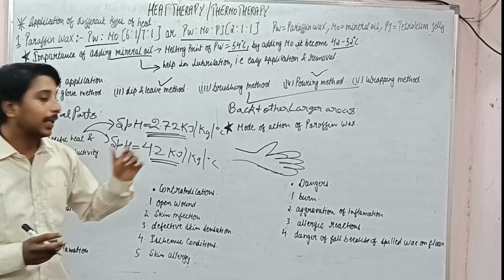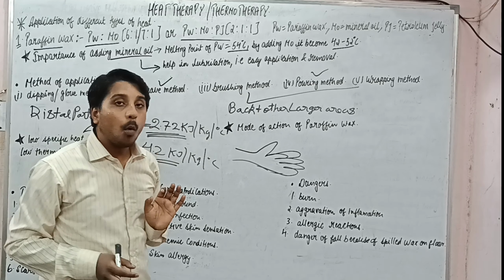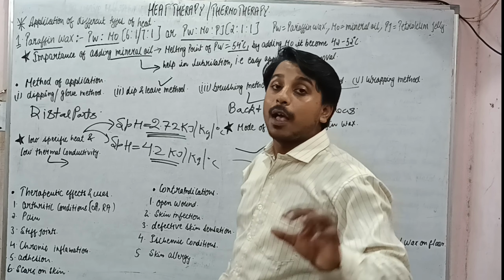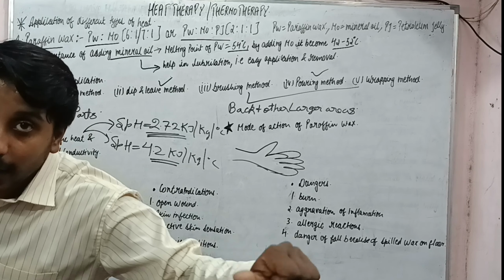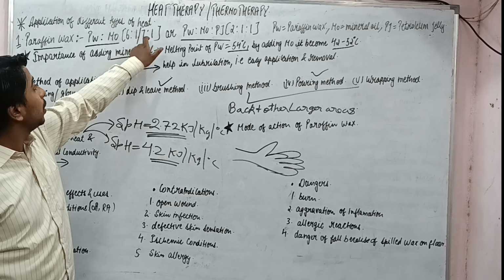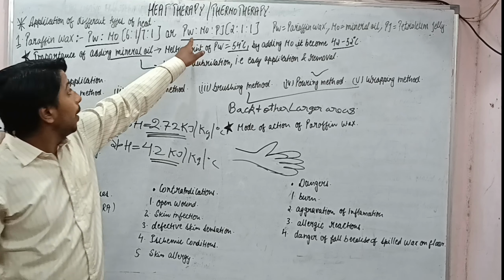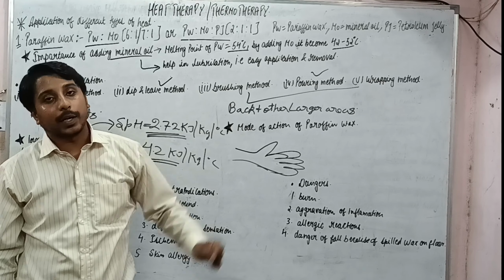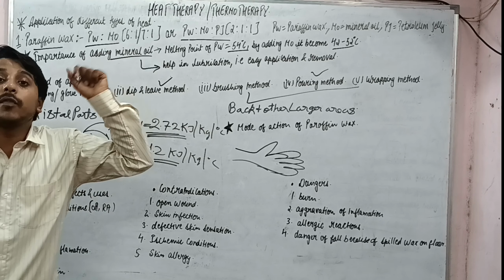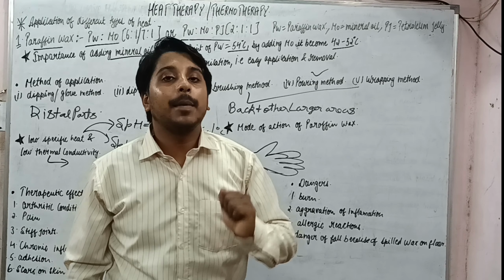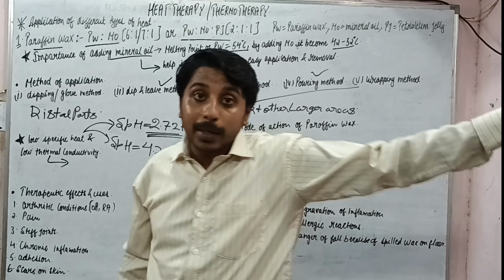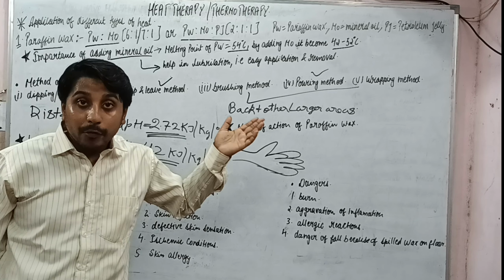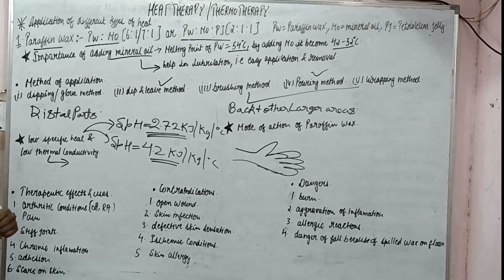Okay, so this is the mode of action. What we have studied till now: what is paraffin wax, what is its composition. Paraffin wax, mineral oil, and petroleum jelly at 6:1:1 (paraffin wax, mineral oil, petroleum jelly at 2:1:1). What is the importance of adding mineral oil? It reduces the melting point. How much difference? Normally it is 54. By adding mineral oil, it becomes 42 to 52 degrees Celsius, which is very good.